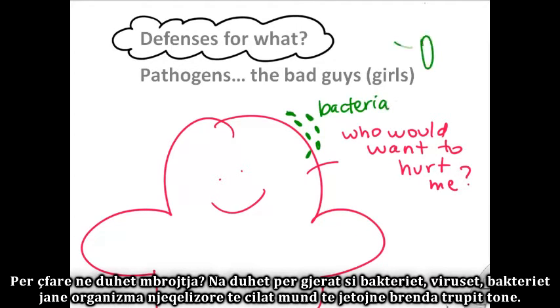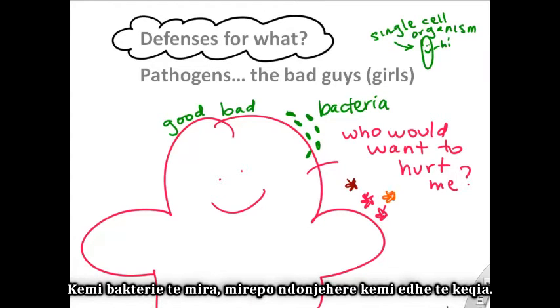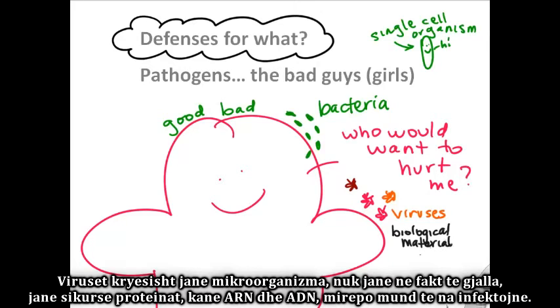viruses. Bacteria are single-cell organisms, basically, that can live on and inside our body. Sometimes we have good bacteria, sometimes we have bad bacteria. Viruses are basically biological particles. They're not really alive. They're basically like protein and RNA and DNA, but they can infect us.